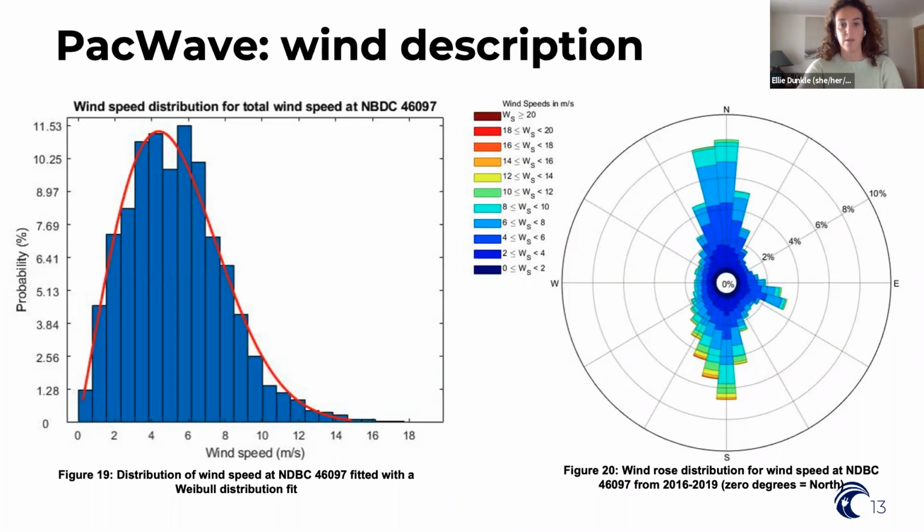A histogram of the wind speed probability at this station is fitted with a Weibull distribution in figure 19. The Weibull distribution, as we know, is expected to describe wind speeds well, which it does in this case, and shows that wind speeds between 3 and 7 meters per second are most likely to occur at 4.5 meters above the sea surface at the PACWave location. As expected based on previous analyses in the region, the winds come predominantly from the north and south, as we see in the windroses in figure 20.